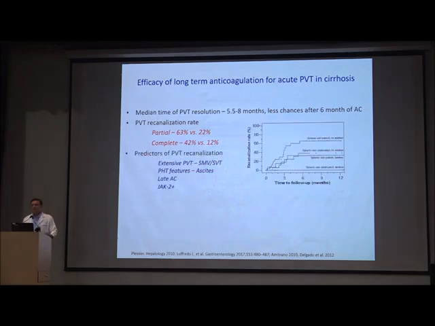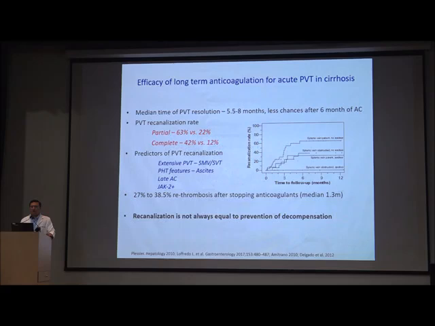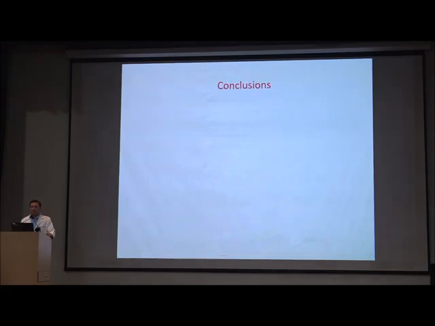And predictors of poor portal vein thrombosis recanalization are extensive PVT involving the SMV and the splenic vein, patients who had advanced portal hypertension features like ascites, delay in the initiation of anticoagulation therapy, and JAK2 mutation positivity. Almost 30% of the patients develop rethrombosis after starting anticoagulation. The median time of rethrombosis is early after stopping anticoagulation, the median time is 1.3 months. And it is important to remember that recanalization is not always equal to prevention of decompensation.